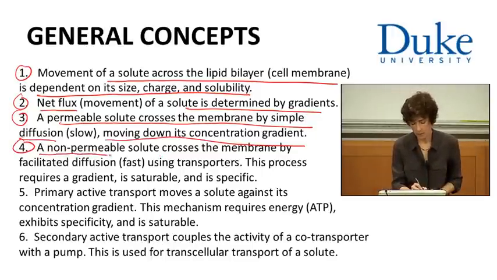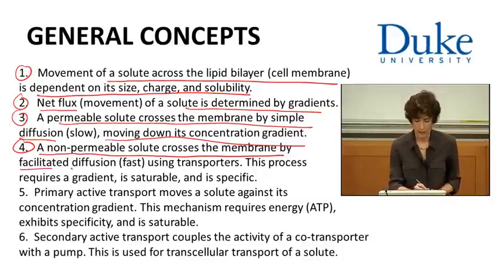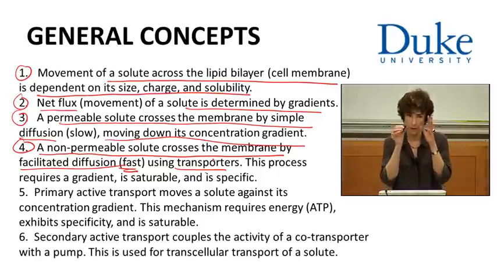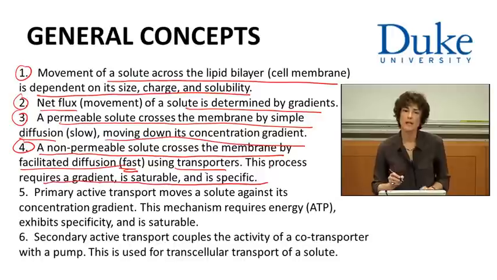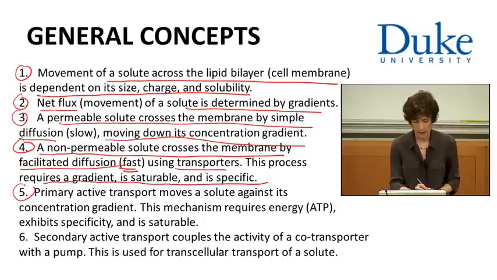Fourth, non-permeable solutes will cross the membrane by facilitated diffusion. This is going to be fast. It uses transporters. These are those integral membrane proteins. And the process, again, requires a gradient. It's saturable and it's specific, and that's because it's using a transporter. So this is a much more targeted type of movement of materials across the membranes and into the cells.